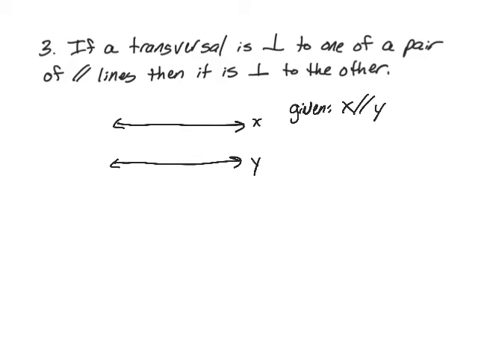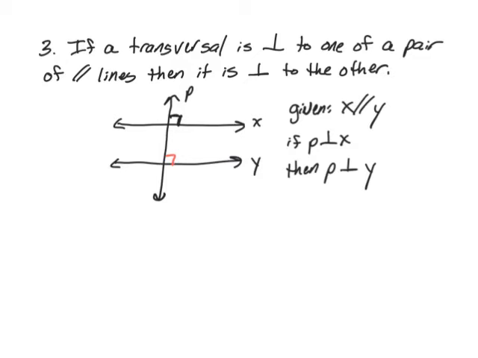So I know I'm given X is parallel to Y, and I have a transversal, let's call that transversal P. If it's perpendicular to one of them, then it's going to be perpendicular to the other. Okay, so to write that, if I'm given parallel lines, if P is perpendicular to X, then P is also perpendicular to Y. So those are our 3 theorems.